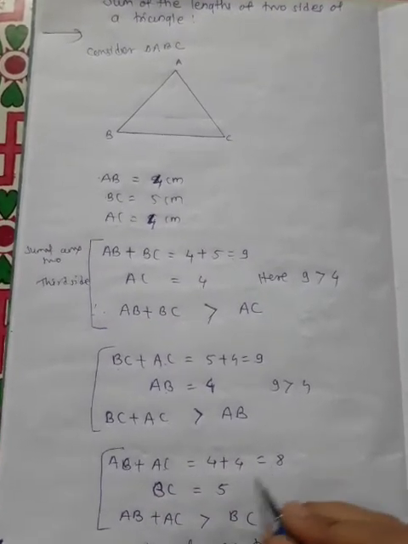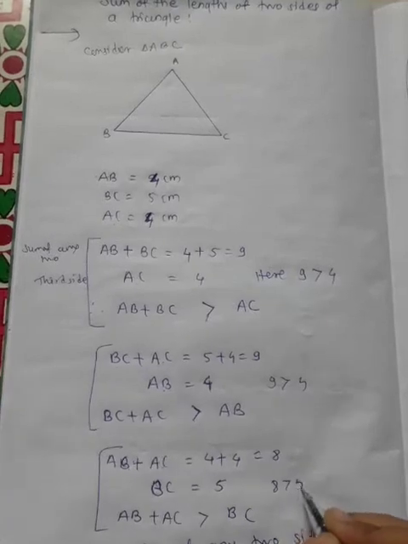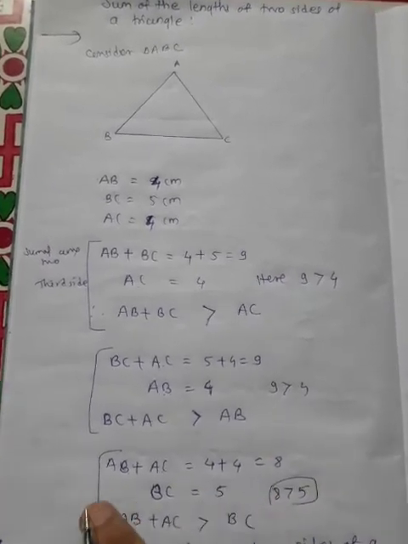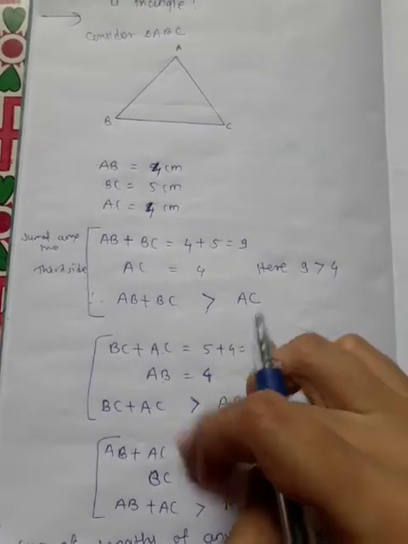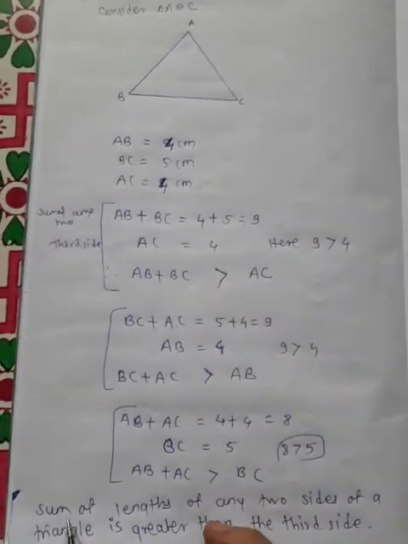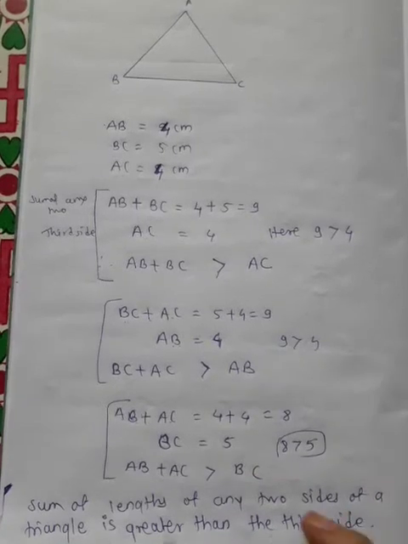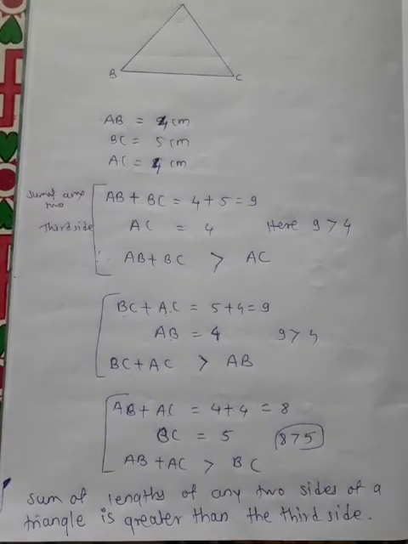If we compare here, 8 is greater than 5, therefore AB plus AC is greater than BC. So in all three cases, you observe that the sum of lengths of any two sides of a triangle is greater than the third side. Okay, now see the next observations.